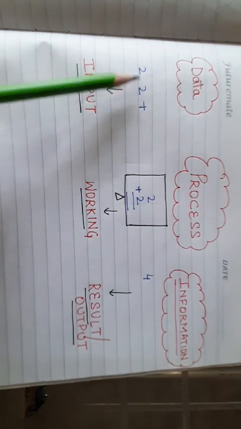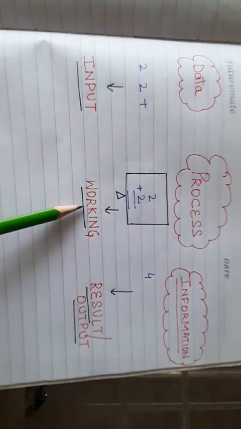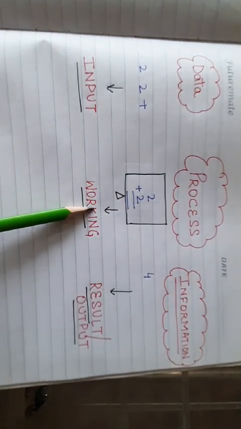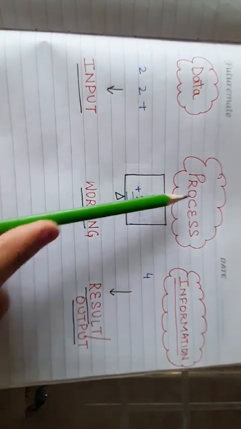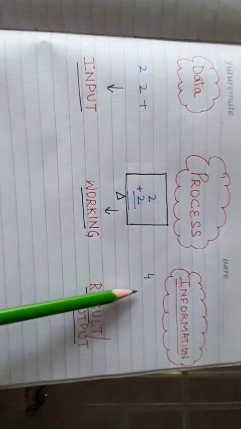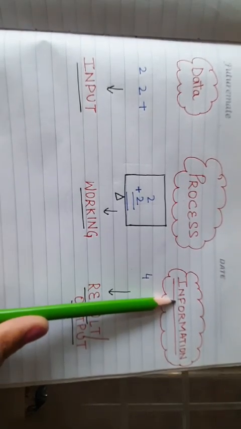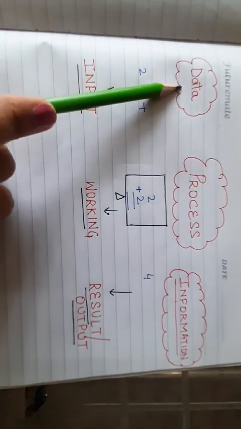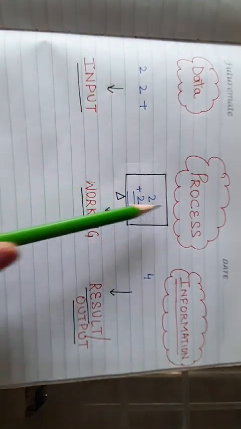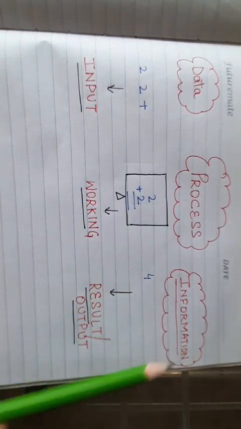So we have given 2, 2, plus, that is data. Now what will the computer do? It starts working on it. When it starts working on it, that is known as our process. And finally, when it gives us the result, that is output, that is known as our information. So what you give to the computer is input or data. It works on it, that is process, and when you get the result, that is known as our information.